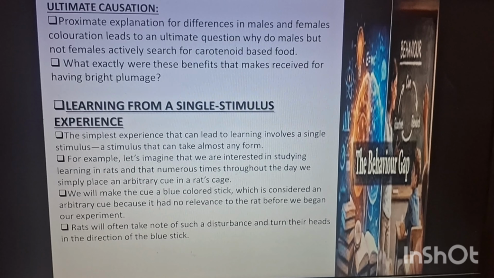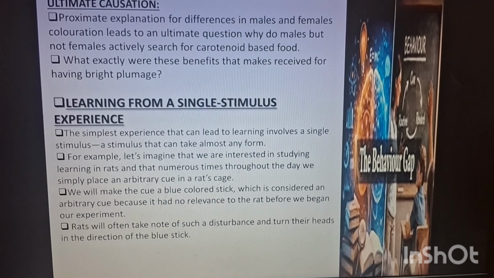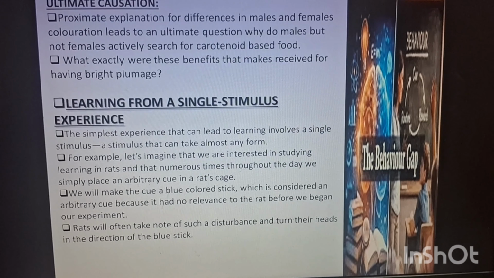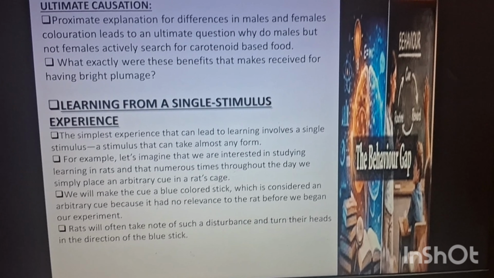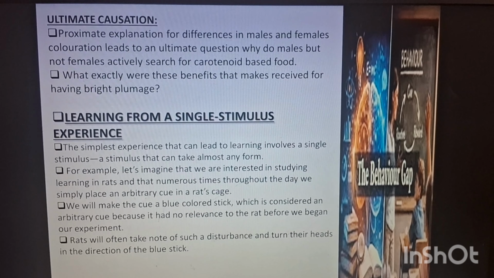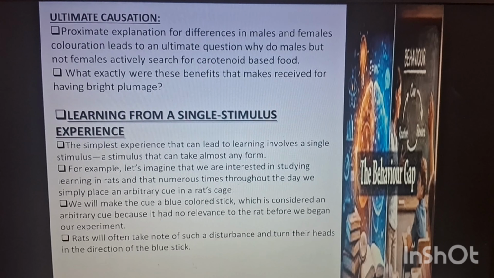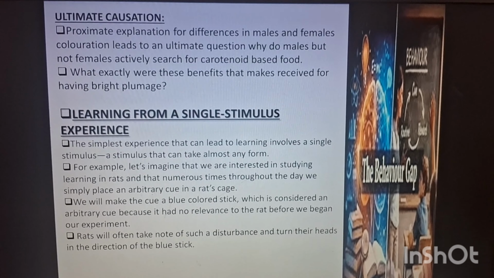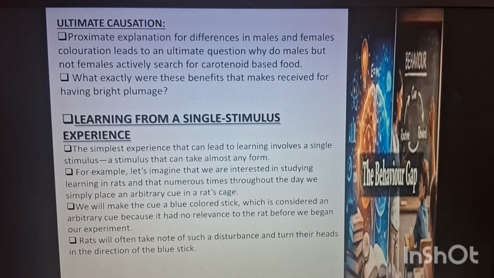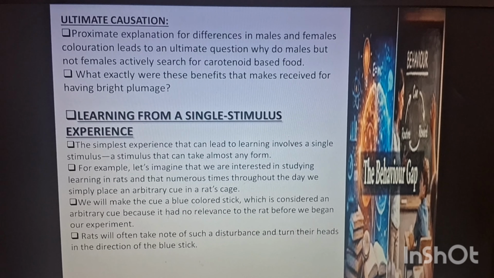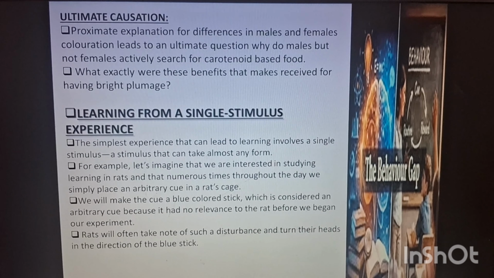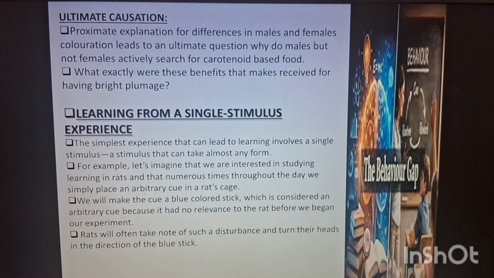Next, ultimate causation. The proximate explanation for differences in male and female coloration leads to an ultimate question: why do males but not females actively search for carotenoid-based foods, and what exactly were the benefits that males received for having bright plumage? Next, learning from a single stimulus and experience. This experience I will describe as an example of learning behavior.